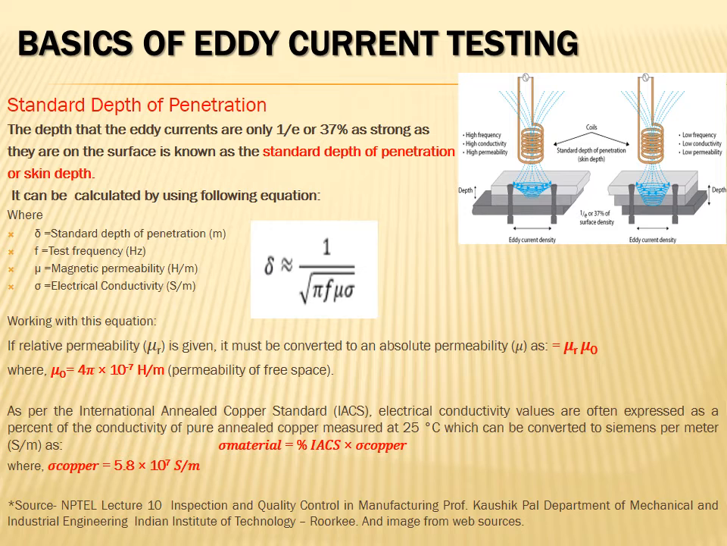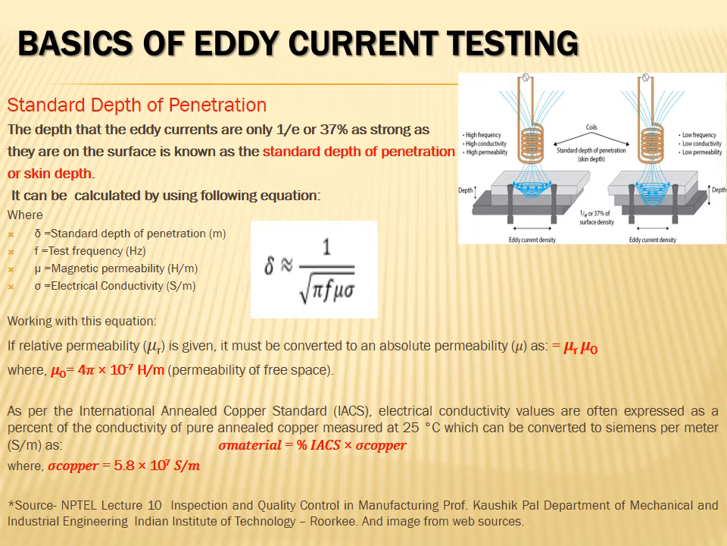So working with this equation, we need one more equation. Sometimes the magnetic permeability is not given, so you want to convert the relative permeability into absolute permeability. Sometimes in numericals the relative permeability is given. So we use the relation mu equals mu r into mu naught, where mu naught is the permeability of free space. The value of mu naught is 4 pi into 10 to the power minus 7.